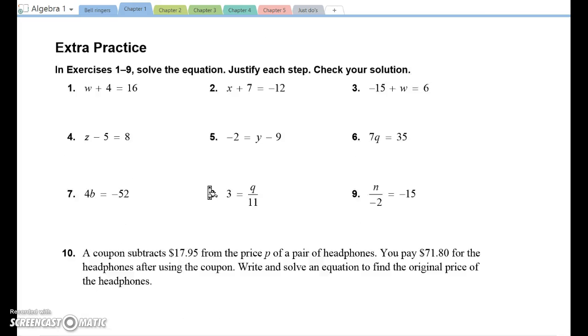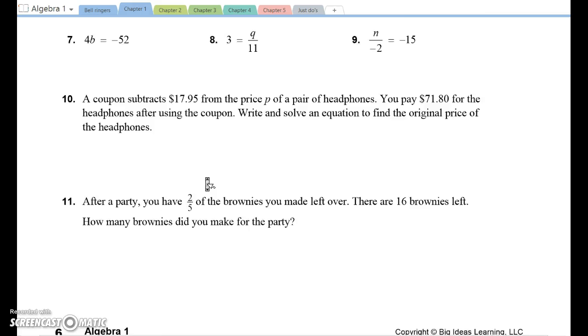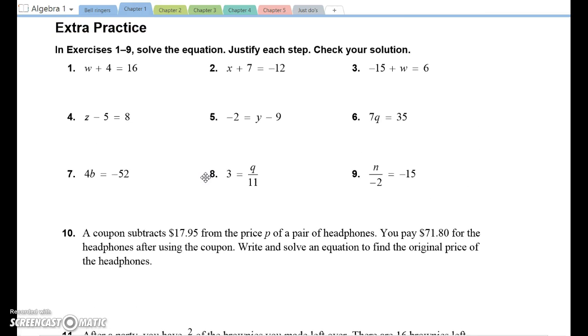Alright, so now we are on page 6, and we are going to work through these equations. These are one-step equations. So hopefully you had this in middle school. If you did not, it is not a big deal. So let's look at number 1. W plus 4 equals 16. Well, you should know what you need to add to 4 to get 16, but we are going to work through the steps and the mathematical steps to get us there.